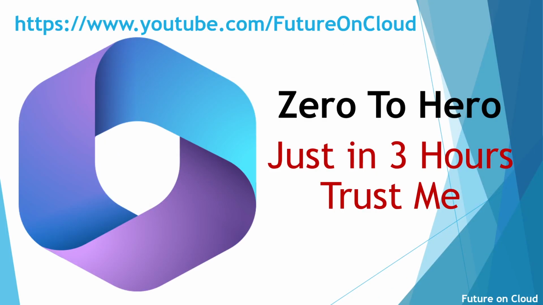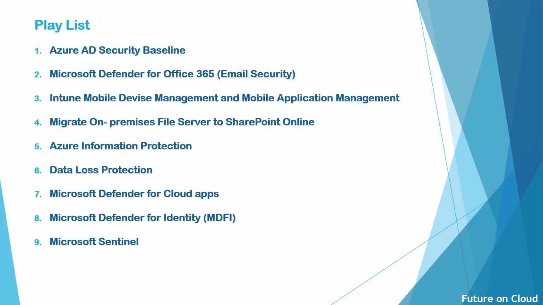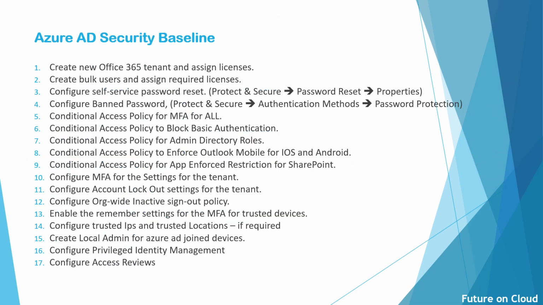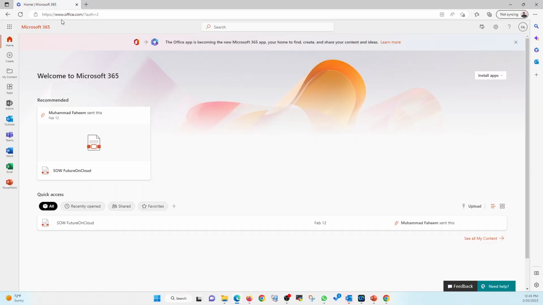Welcome back to the Zero to Hero in just 3 hours video series. In our last video, we created bulk users and assigned licenses. Then we configured the self-service password reset option for end users, and then we configured banned passwords. So in this video, I am going to configure multi-factor authentication for all users, and then we will configure block basic authentication. So let's jump into our environment.